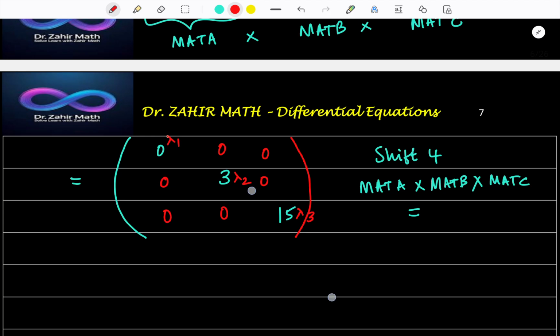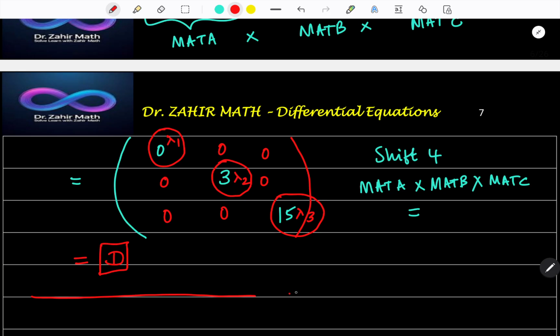What is your case 1? That is your first one. What is your case 2? That is your second one. And what is your case 3? That is your third one. So in this way, this is going to become your diagonalized matrix, right? So we are going to get the diagonalized matrix. Yes. Now this finishes your 3 by 3 matrix diagonalization.